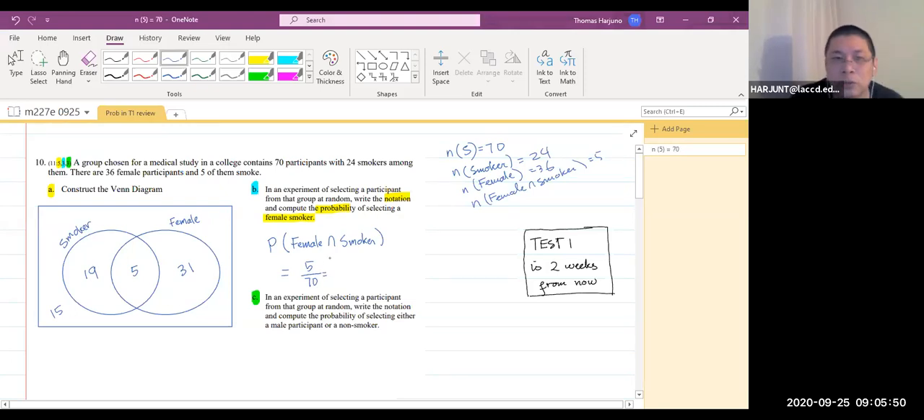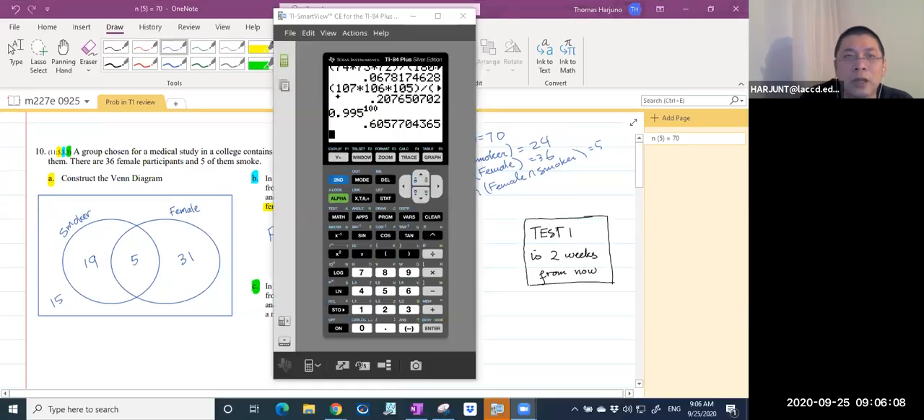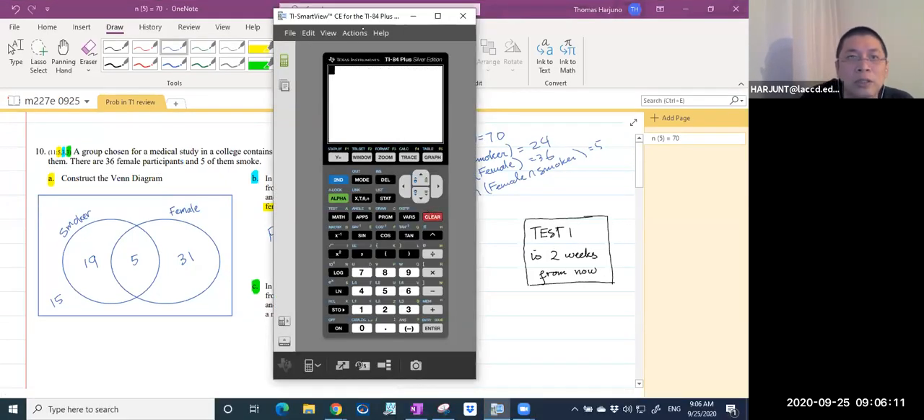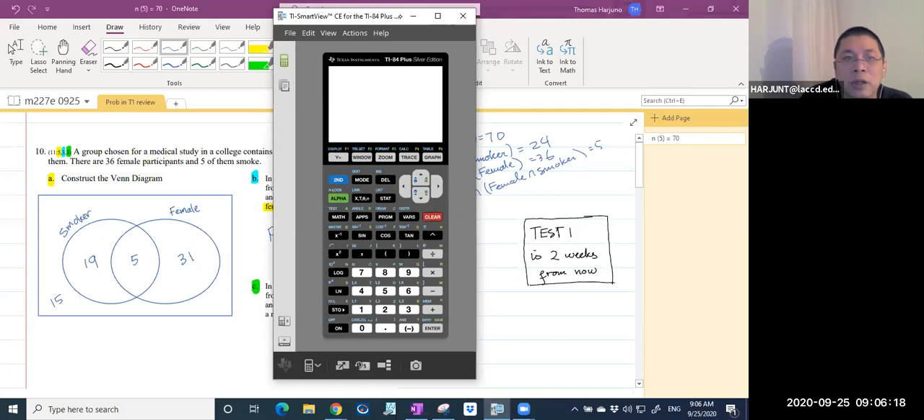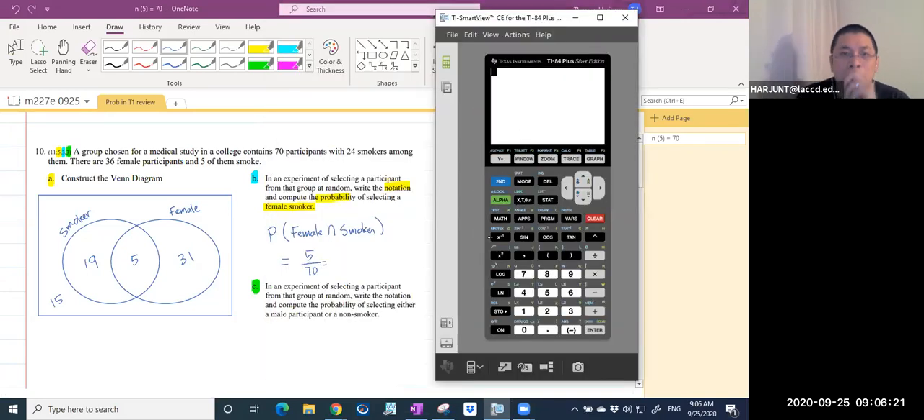Now let me teach you how to reduce a fraction on your calculator. Now I assume you have TI-84 already. TI-84 and TI-83 can do the same thing. Okay, let's say this is your TI-84. Now, let's say you want to reduce 5 over 70. So 5 divided by 70.